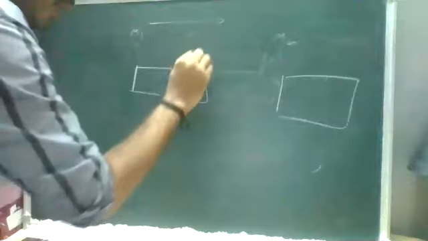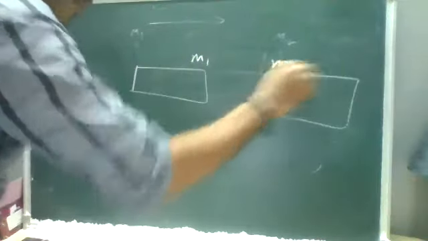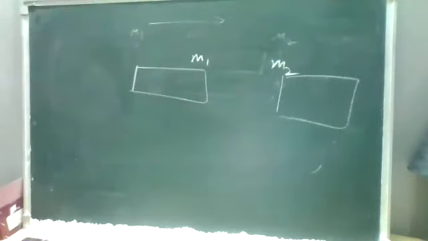Coulomb's law in magnetism. Same thing: assume there are two bar magnets, with pole strengths M1 and M2.